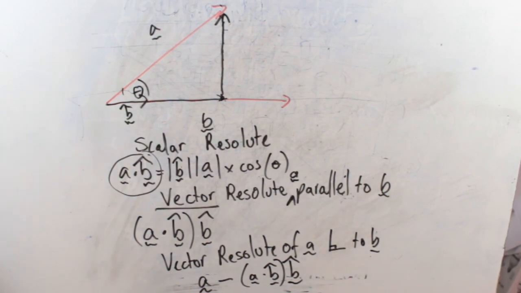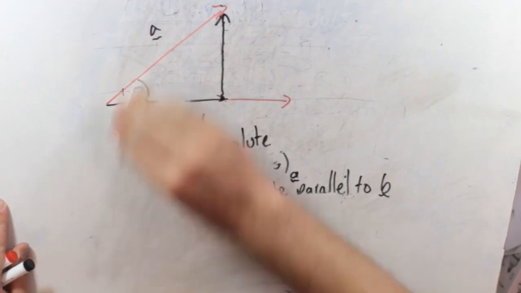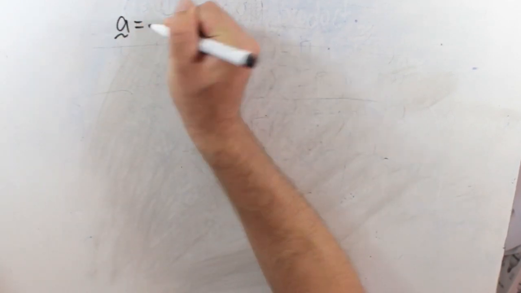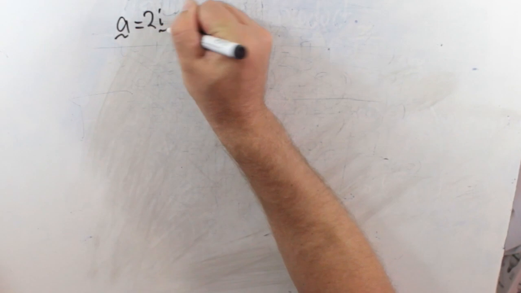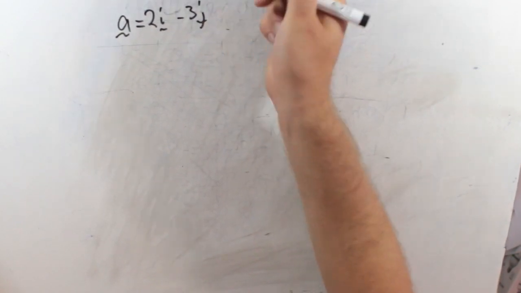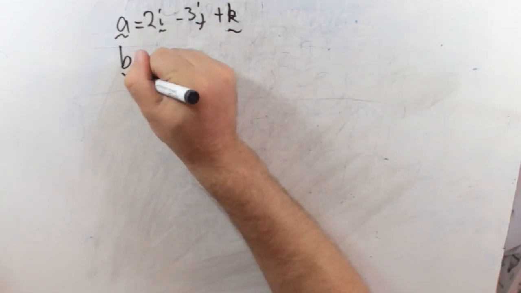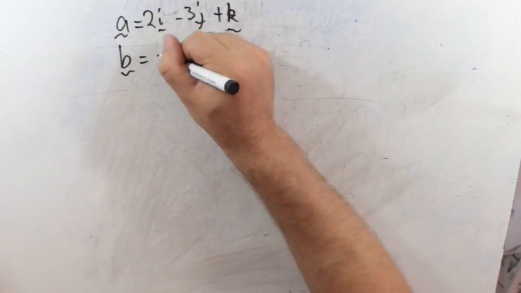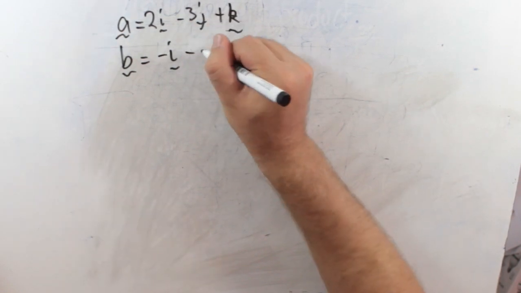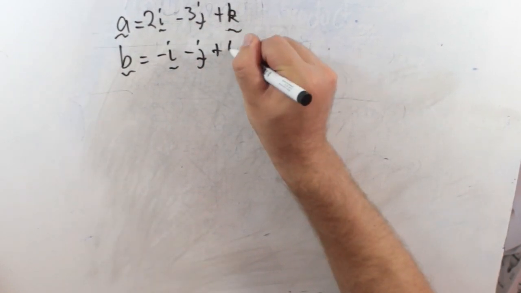Should we try and work one out? We should do an example. Okay, let's do an example. Let's get rid of this and do an example really quick. So I've got my vector A and vector B. We had them before. Vector A was 2i minus 3j plus k. And vector B is negative i minus j plus 4k.